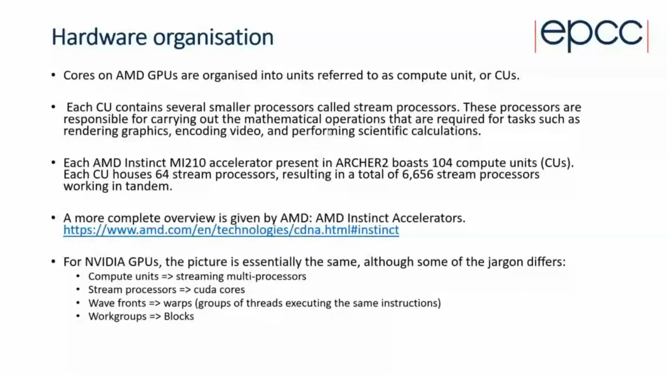We're going to look at AMD MI210s during this course. That's what's on ARCHER2. They have 104 compute units. Each compute unit houses 64 stream processors. So you have a total of around 6,000 stream processors working in tandem. Again, you've got a way of increasing the total number of processors by an order of magnitude more than you had on a CPU.